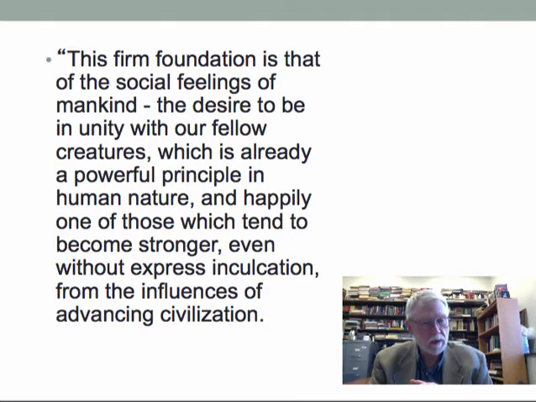See, this is why I brought up Hume earlier. So it isn't just greatest good for greatest number and it's all pleasure, but there's also something very important here in the social feelings of mankind and how we care for one another as social animals. He goes on, "the desire to be in unity with our fellow creatures, which is already a powerful principle in human nature, and happily one of those which tend to become stronger even without express inculcation from the influences of advancing civilization." So the more civilization we have, the closer we are, the better we regard human beings as valuable, and we come to have stronger and stronger concern for our fellow human beings. And we enjoy that because that's what we are. We're social animals. That's what he's drawing upon here.